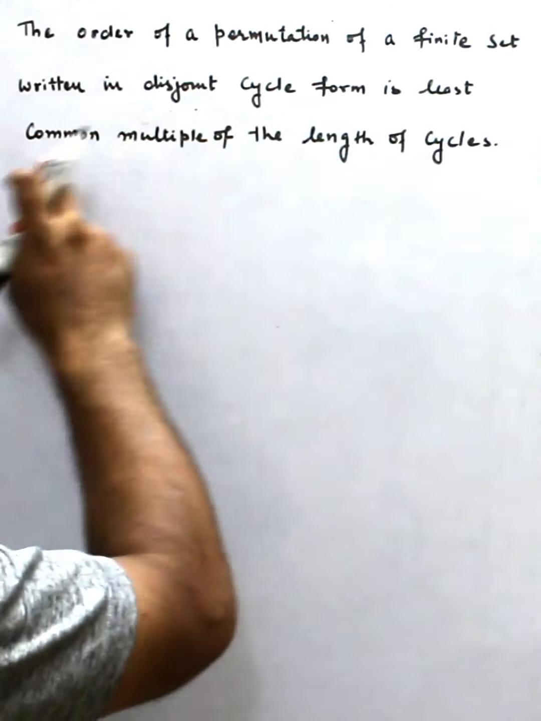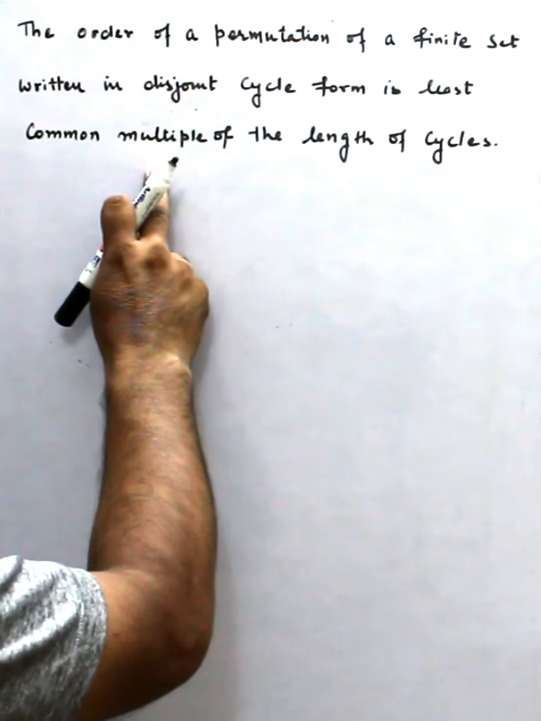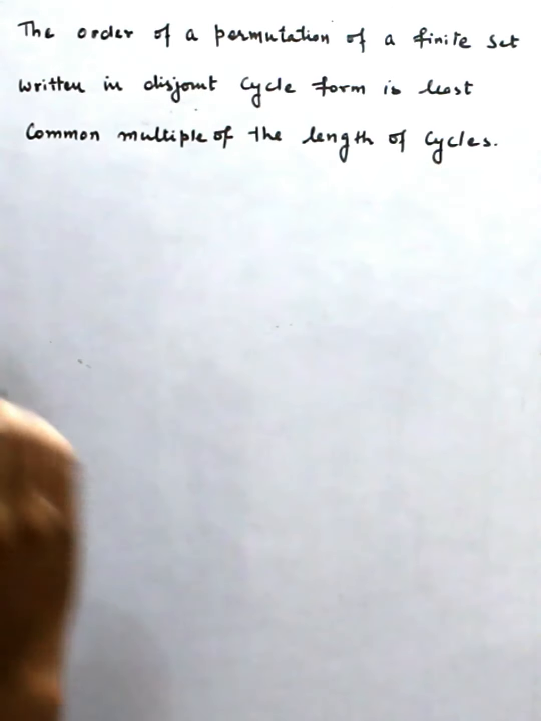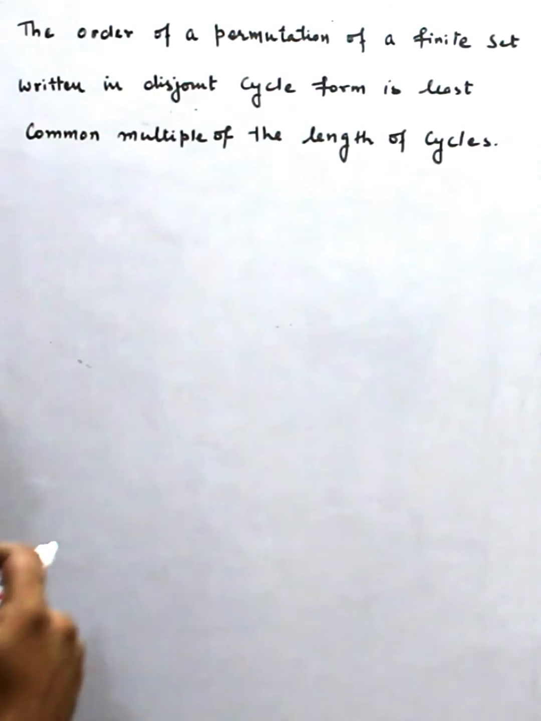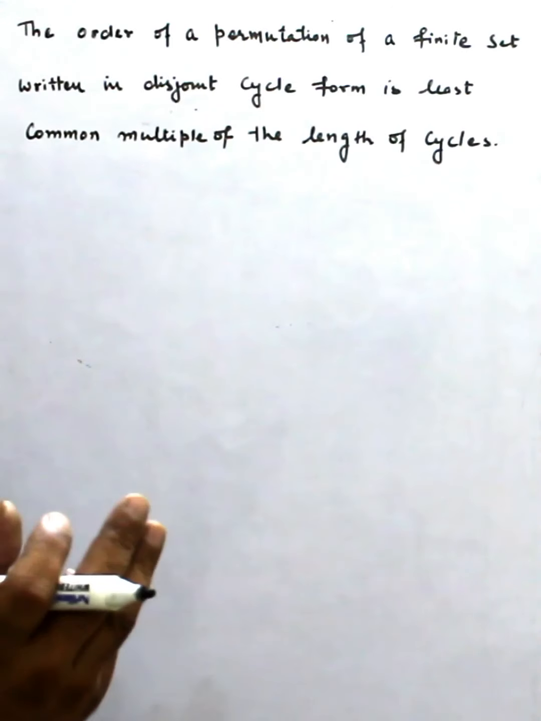So the theorem is: the order of a permutation of a finite set written in disjoint cycle form is the least common multiple, that is the LCM, of the lengths of the cycles. So here we are taking the case of two disjoint cycles.